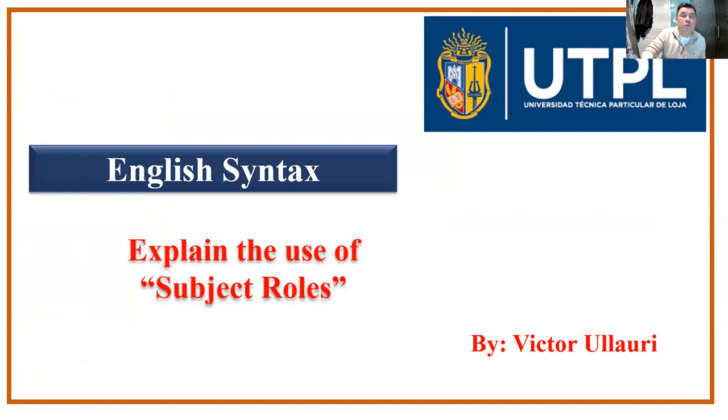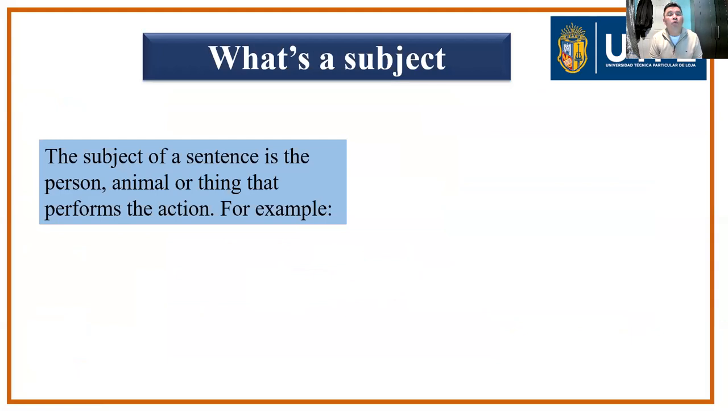The first thing we're going to do is introduce what a subject is. The subject of a sentence is the person, animal, or thing that performs the action, right? Subjects do the action and they're always at the beginning. For example, example number one, James is driving a truck. James is the subject, he's at the beginning and he's doing the action. What action is that? He's driving a truck, all right?